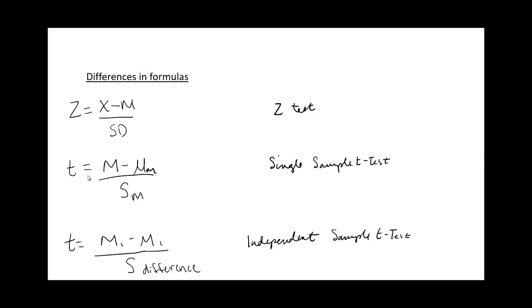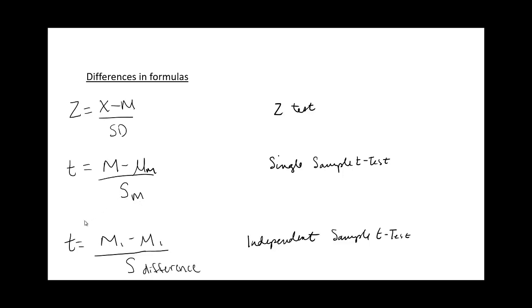The t-test for a single sample, or the single sample t-test, is the mean of a group minus the mean of the distribution of means, which is based on the population, divided by the estimated population standard deviation of the distribution of means. We want to know if that is significantly different from a situation where there is no difference.